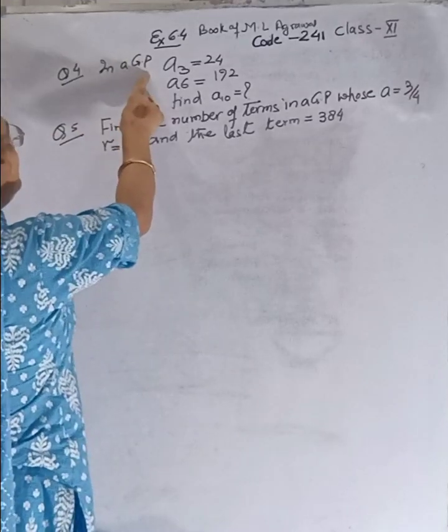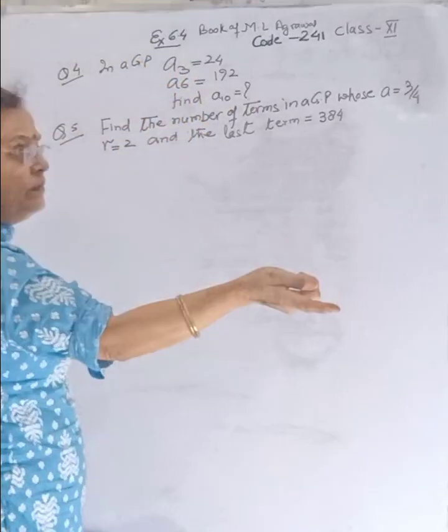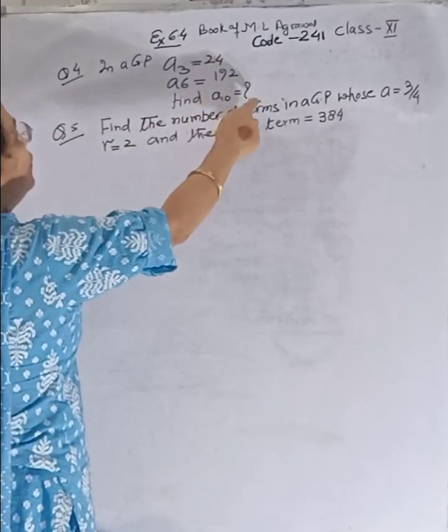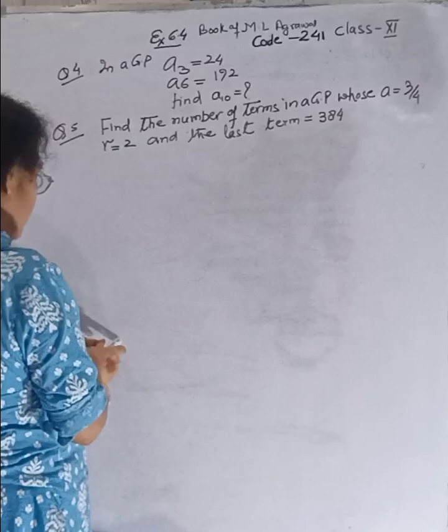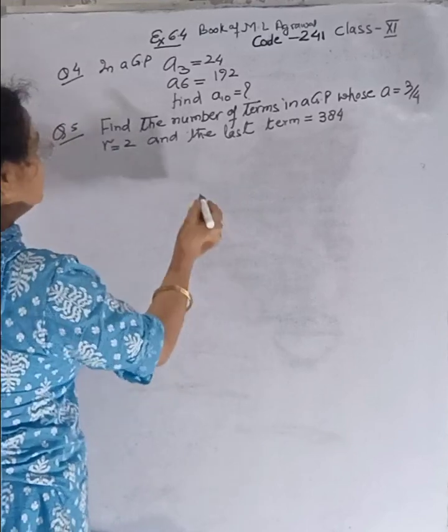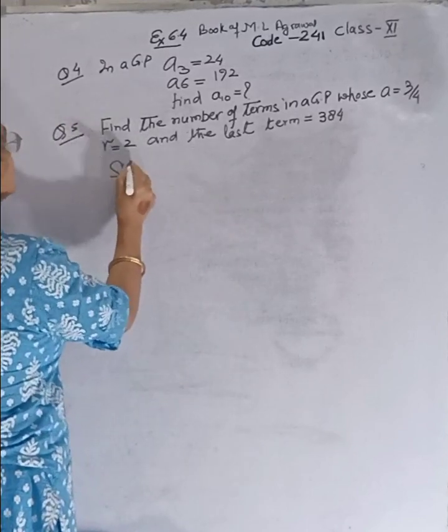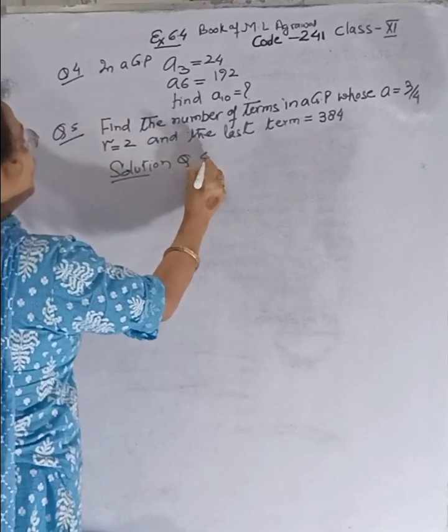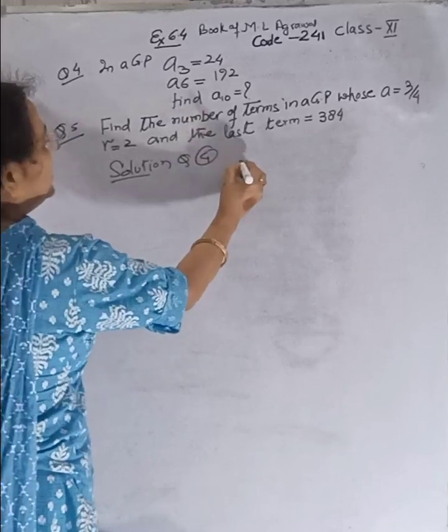Question is: in a GP, A3, it means third term, is 24. A6, sixth term, is equal to 192. A10 find करना है. Okay. Solution. Question number 4.